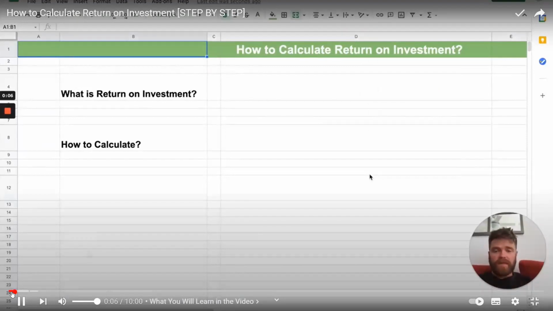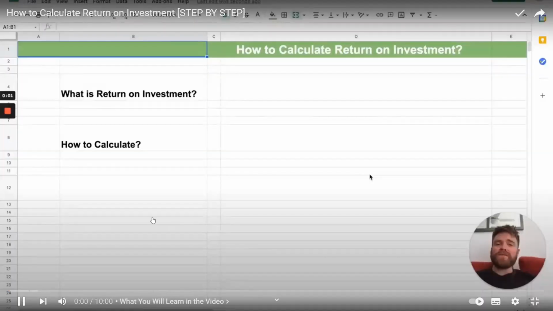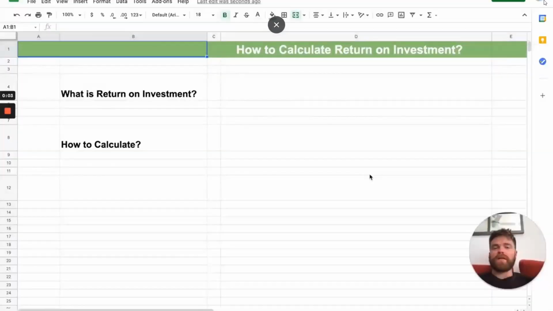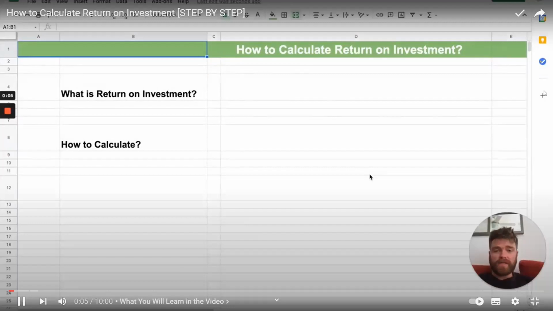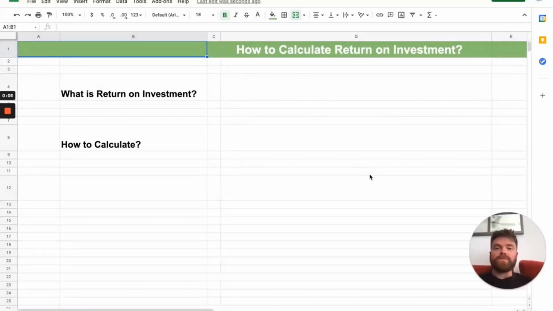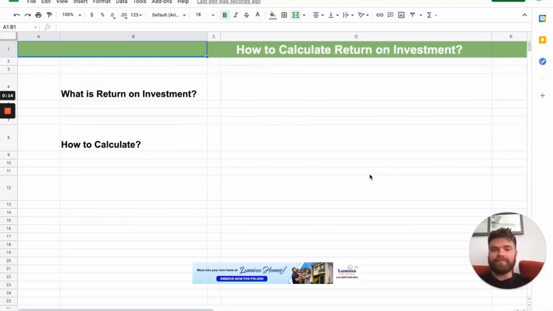Return on investment. Hey, students. In today's video, we're going to be talking about how to calculate return on investment. We're going to go through what is return on investment, what does it really mean, talk about how to calculate it, and go through a big practice problem. Let's take a look.